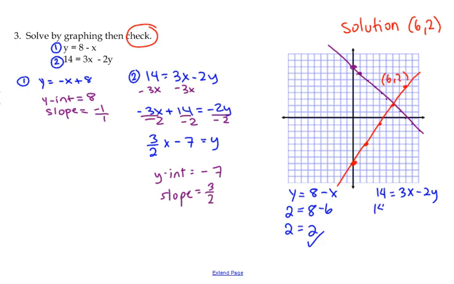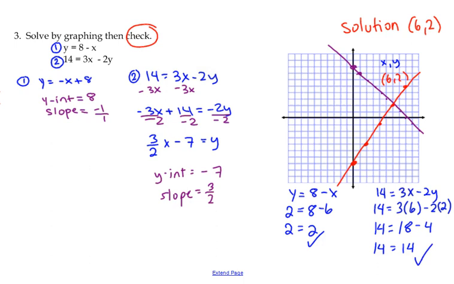Okay, plug in my x again. 3 times, what's the x? Remember x comma y. So 6 minus 2 times 2. What's 3 times 6? 18. What's 2 times 2? 4. So 18 minus 4 is going to give us 14. That's our solution.